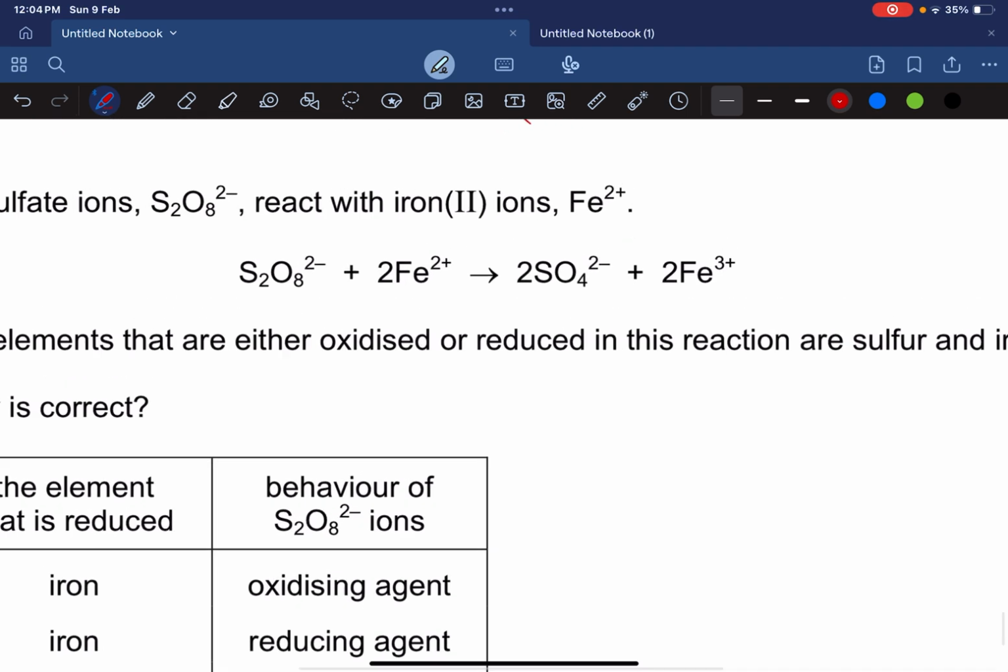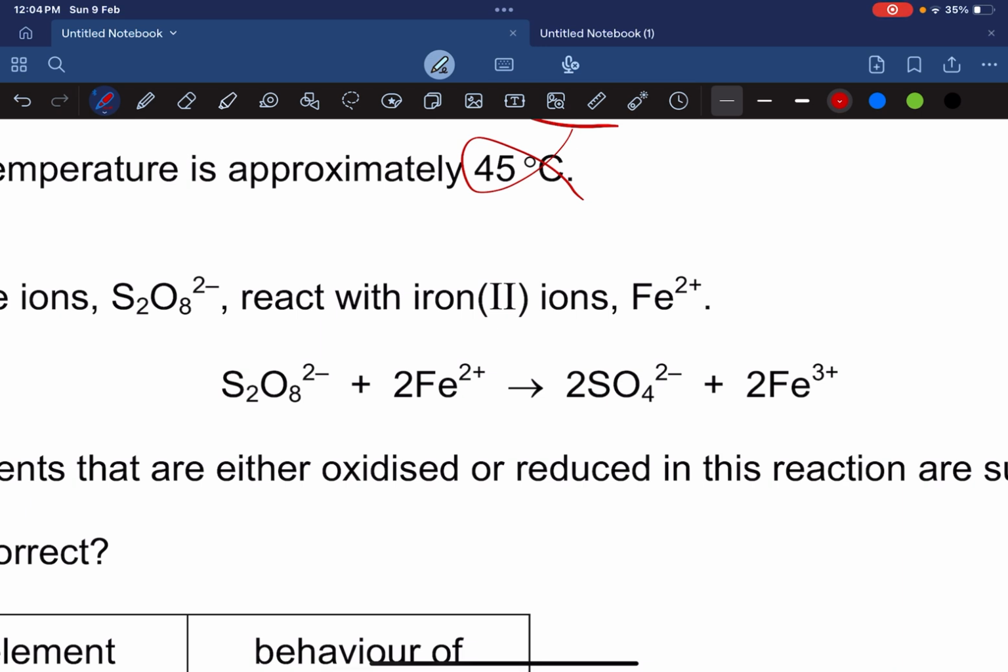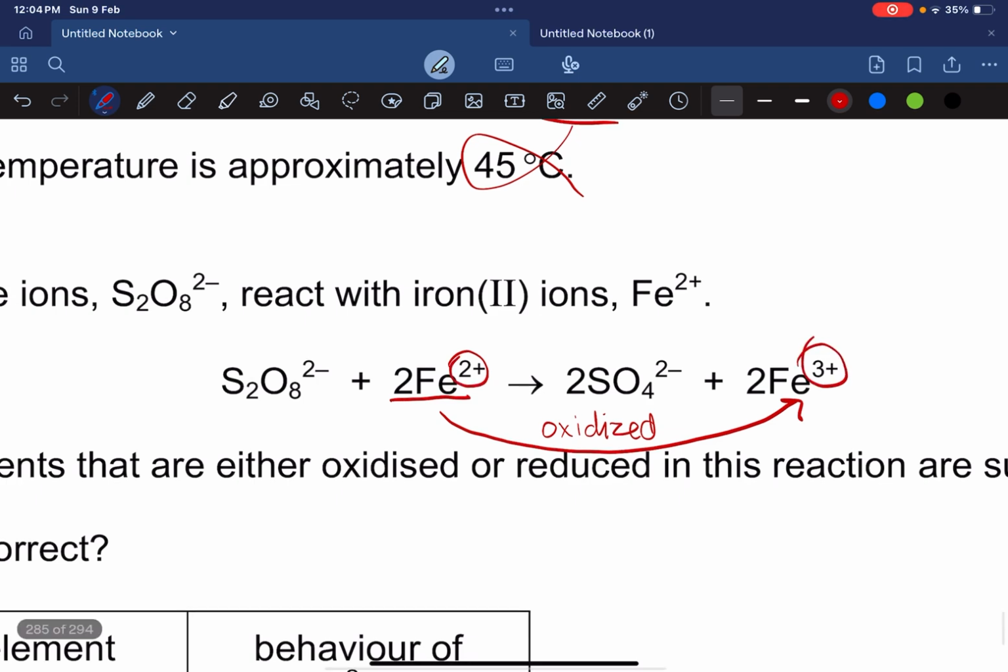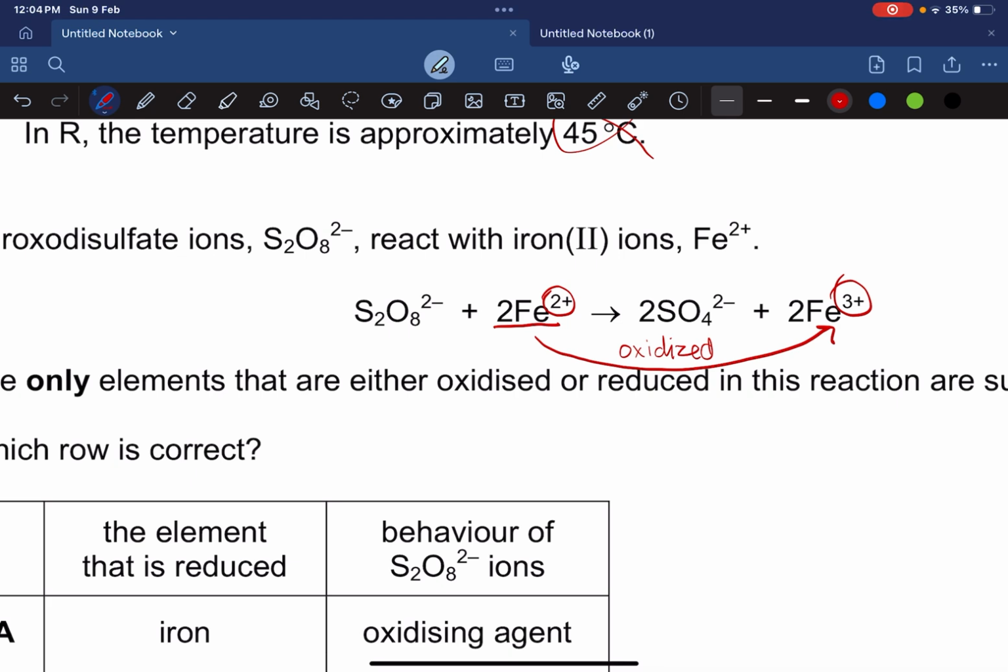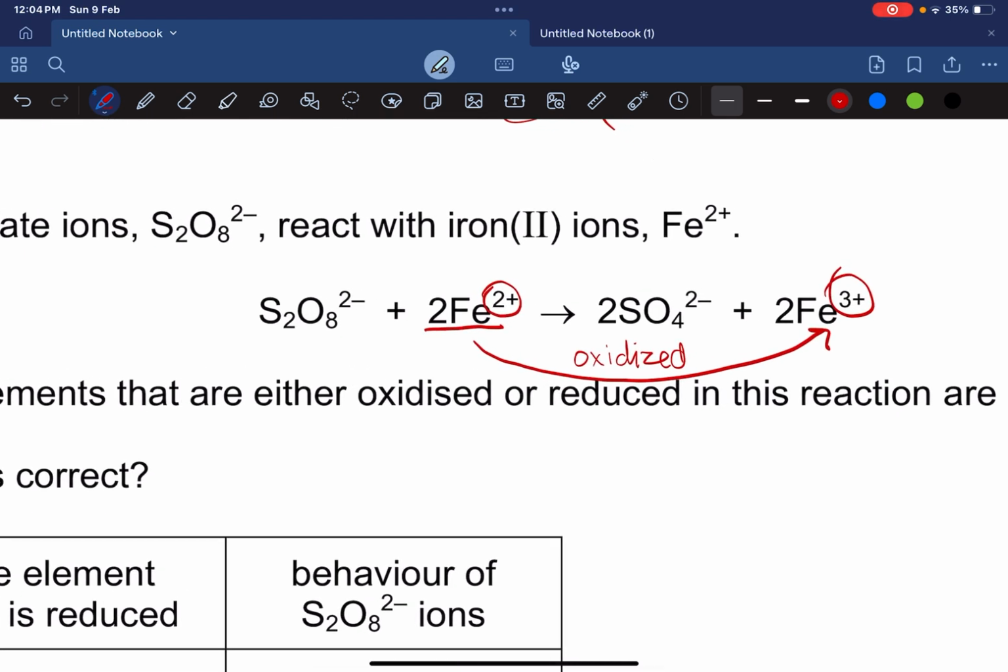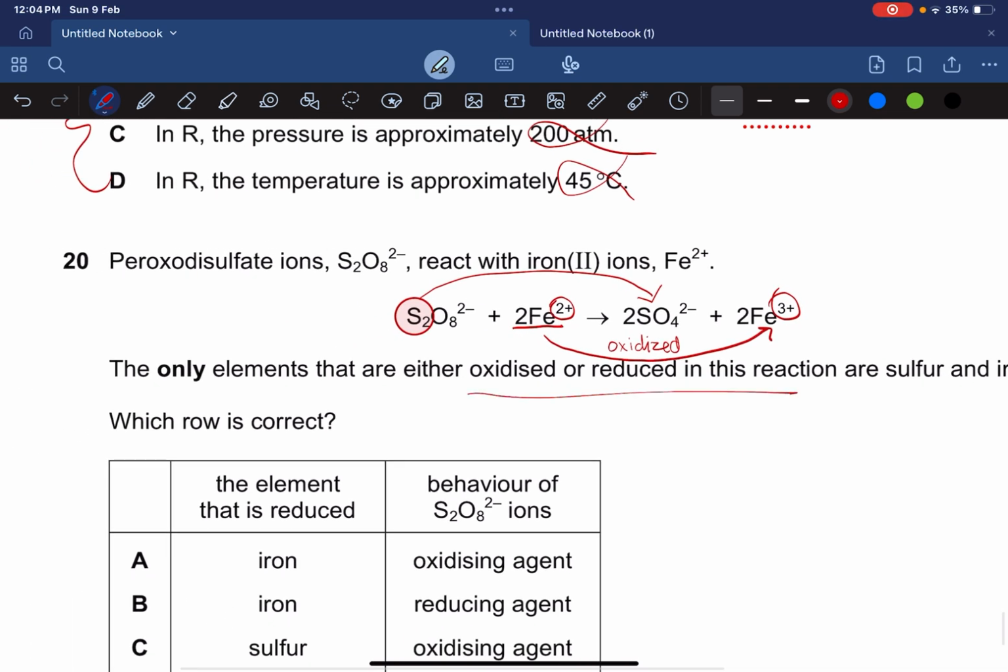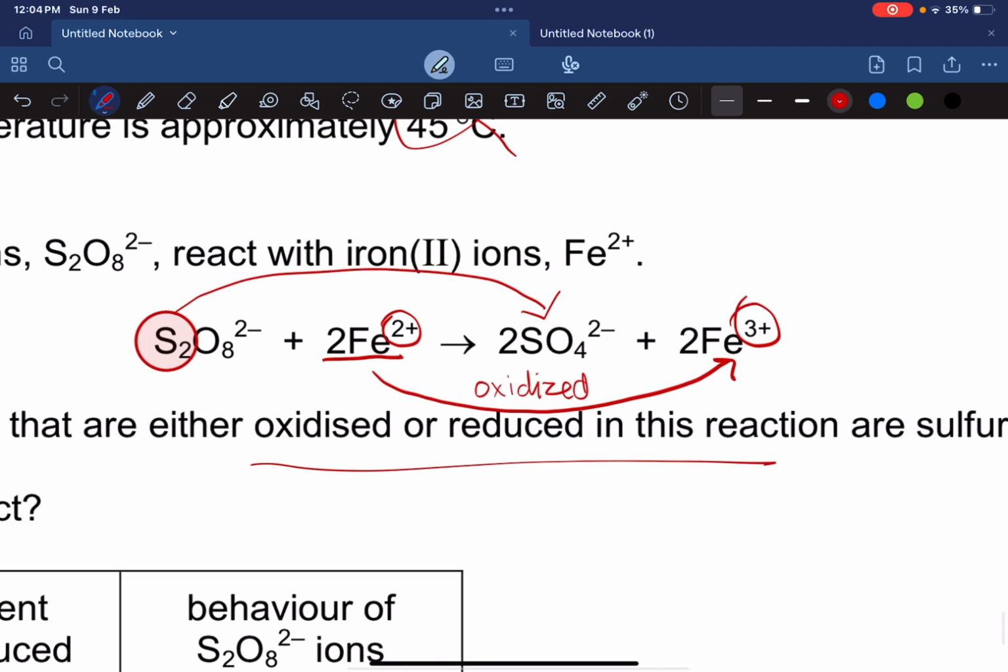Now let's check it out. The iron has absolutely been oxidized. Why? Because the oxidation number of iron increased from +2 to +3, and an increase in oxidation number means that iron is oxidized. If iron is oxidized, then something has to be reduced. So what is going to be reduced? You don't even have to look at the number of electrons. You just have to work it out: if iron is oxidized, then obviously, because the only two elements that are either oxidized or reduced are sulfur and iron, the element reduced is going to be sulfur.